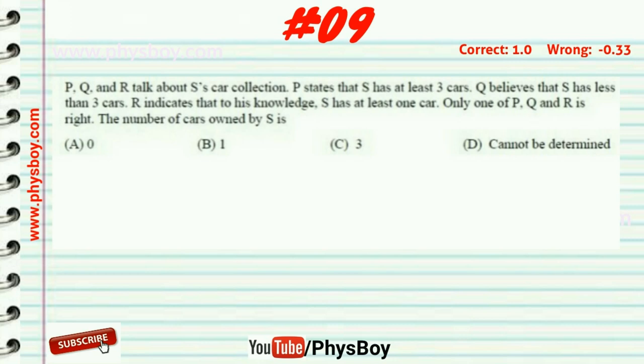Only one of P, Q and R is right. Then what is the number of cars owned by S? Option A 0, option B 1, option C 3, option D cannot be determined.